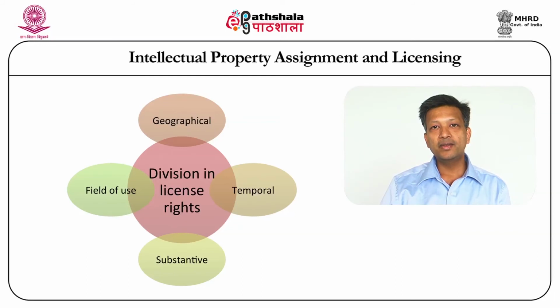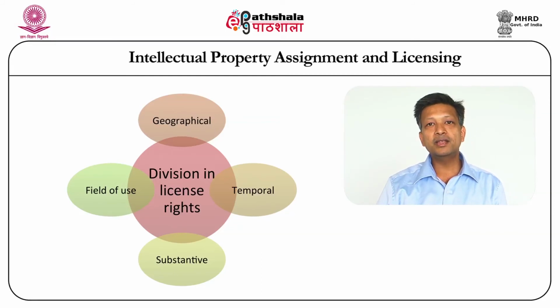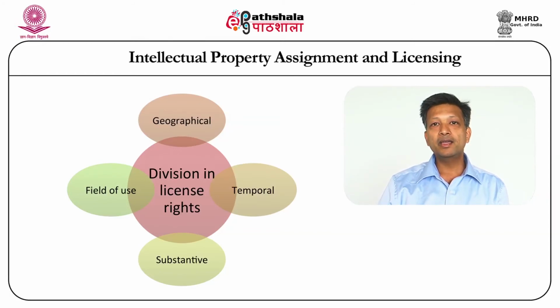Then substantive. Because intellectual property is divisible, the rights that are granted under intellectual property are divisible. For example, I write a book, I can allow X to make a film on the book, I can allow Y to translate the book, I can allow Z to adapt the book. So, different aspects of the rights can be apportioned differently.